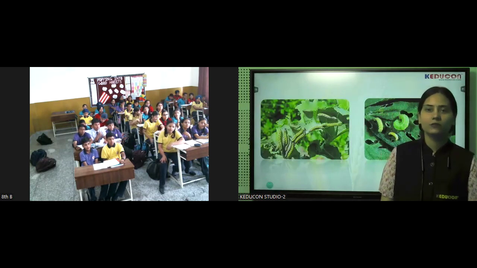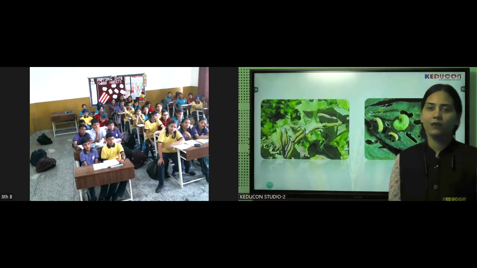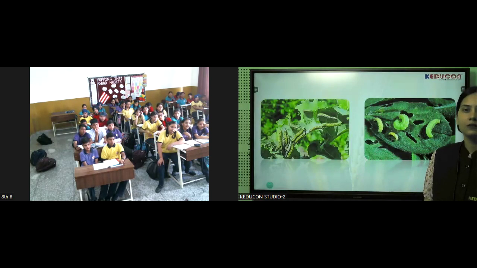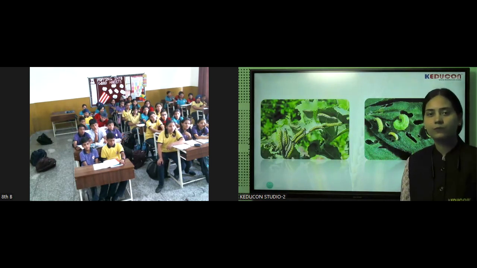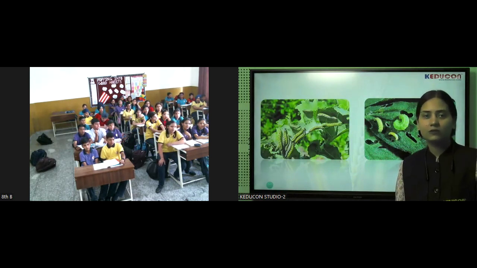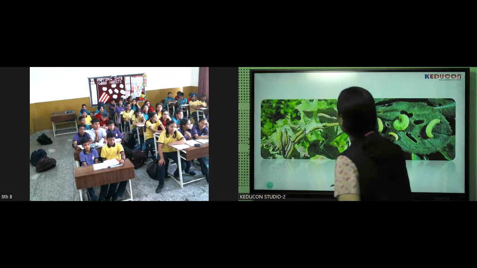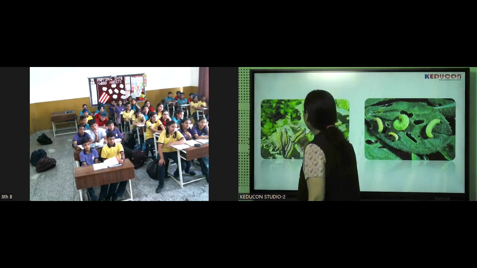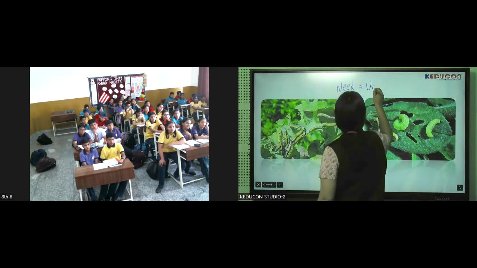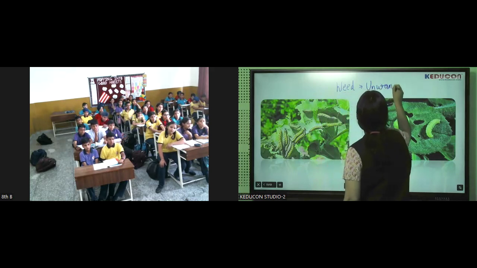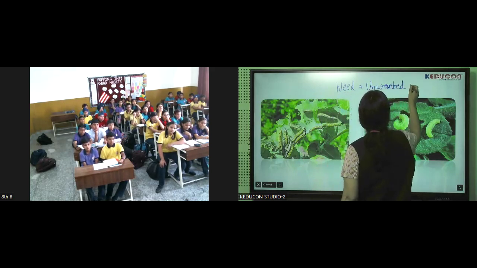So what are these? In both pictures, what can you see? Caterpillars. So what do we call it when these are growing on a plant or a crop? No, weeds are unwanted plants. Okay, note down. If we are saying weeds, so weeds are what? Weeds are unwanted plants, meaning those plants that we are not growing.